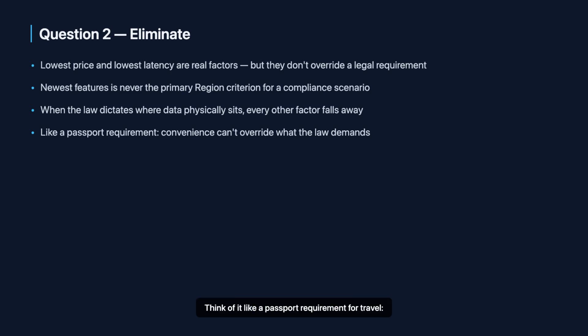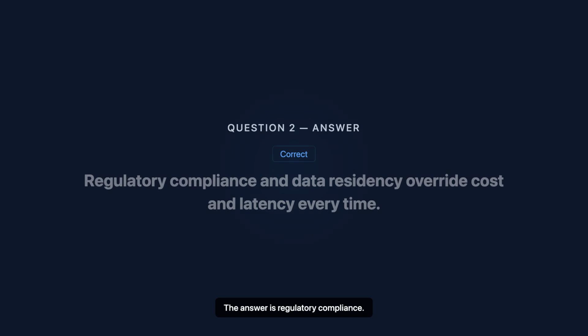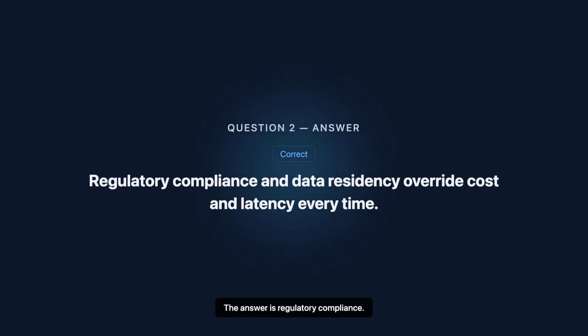Think of it like a passport requirement for travel. It doesn't matter how cheap or convenient the route is if the law says the data has to stay in country. The answer is regulatory compliance. Data residency is a hard override. When a regulation requires a specific region, cost and latency simply don't get a vote. Spot a compliance or data sovereignty requirement in the stem, and you can stop reading the cost arguments.